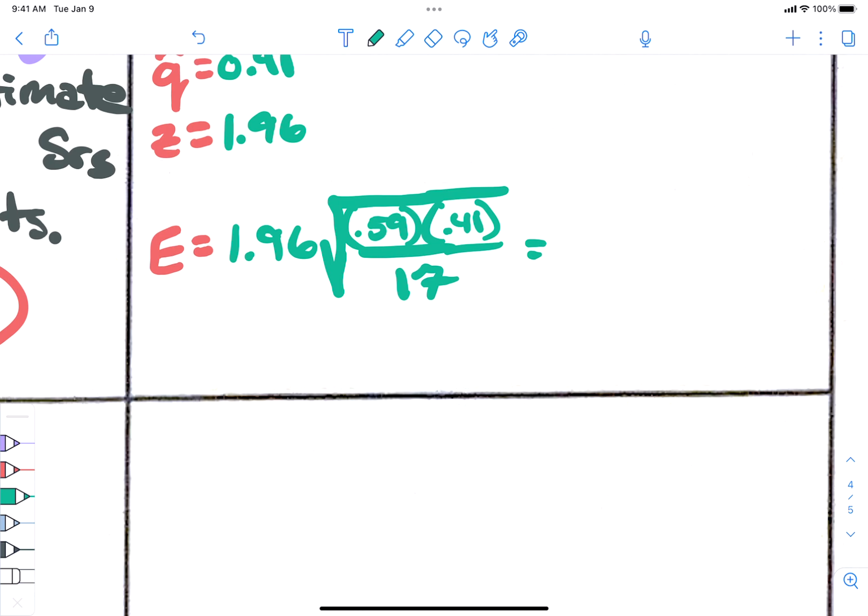0.2338. That's a big error. 0.24. We'll say that's a large error. How come my error is so big?